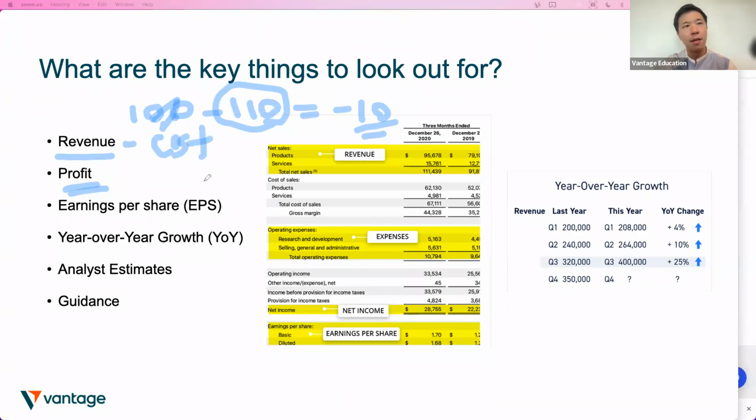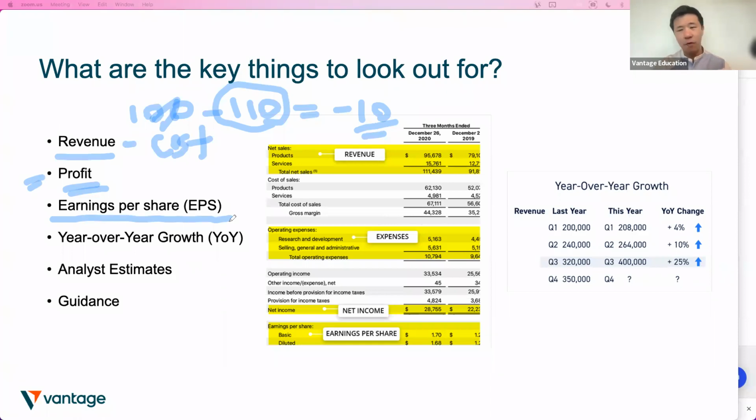Is your profit, right? So like I mentioned, you can have a lot of revenue, but you have a lot more cost. That is where your profit, your losses. And when you have losses, that's where people start to worry. Earnings per share, one of the key things that we'll be looking at today.